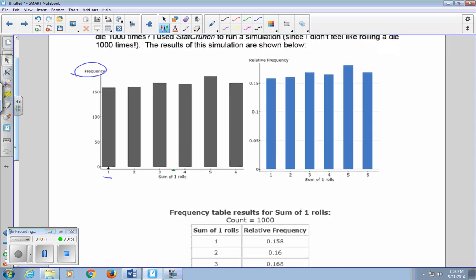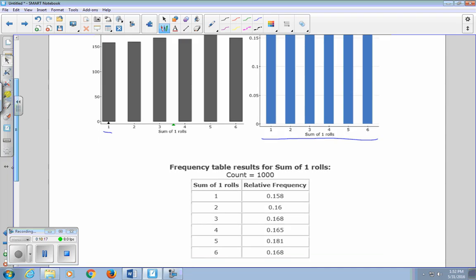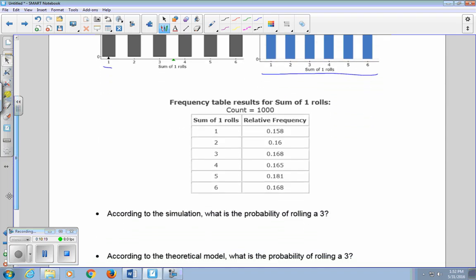And then over here you have your relative frequency bar graph, and below a table of relative frequency. We would wonder, according to the simulation, what's the probability of rolling a 3? Looking at this, the probability of rolling a 3 is about 16.8%.